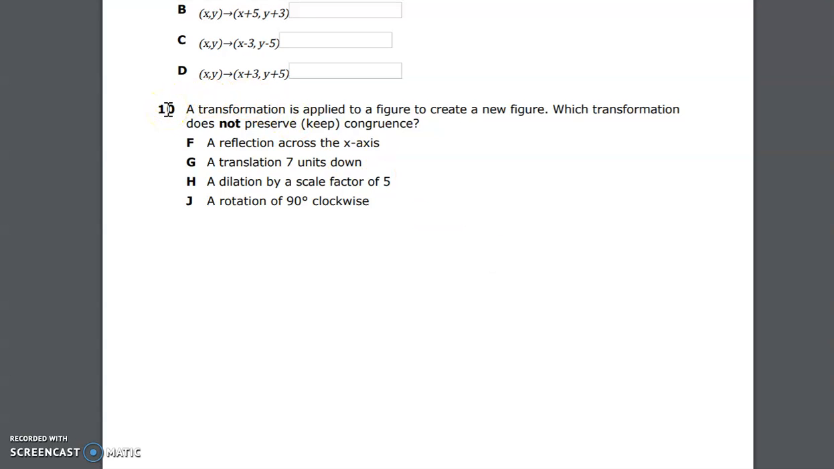Number 10. A transformation is applied to the figure to create a new figure. Which transformation is not congruent? Which one of these does not preserve and keep congruence? Which one is not congruent? Is F a reflection, G a translation, H a dilation, J a rotation? Which one is not congruent?